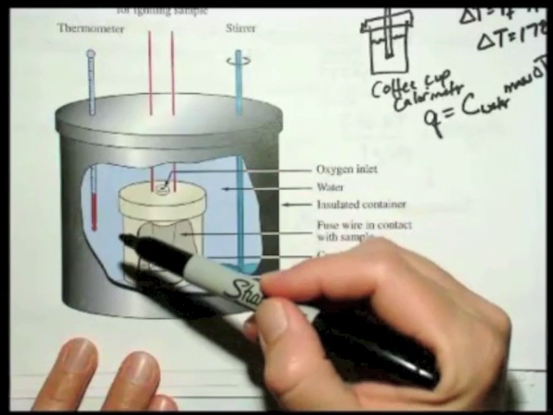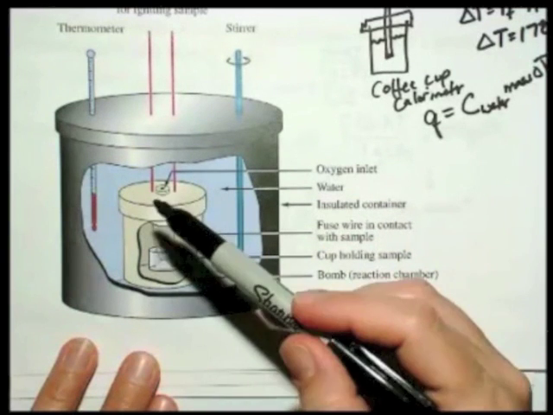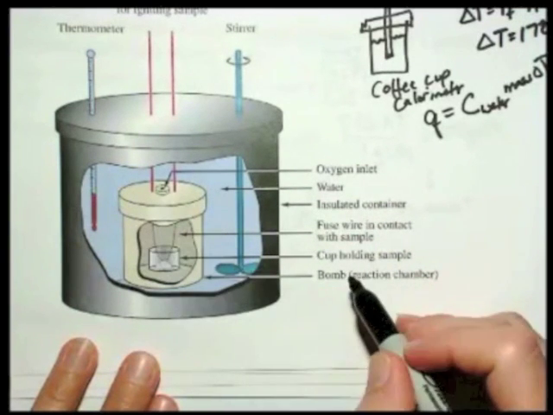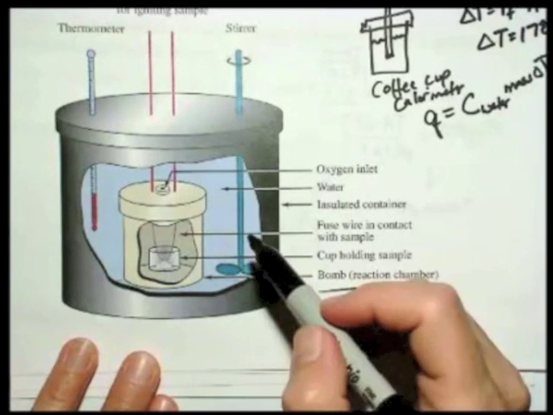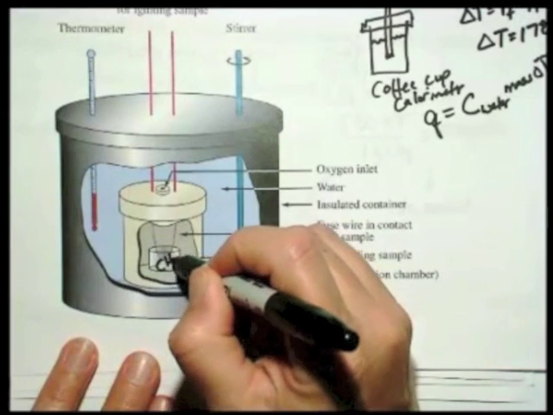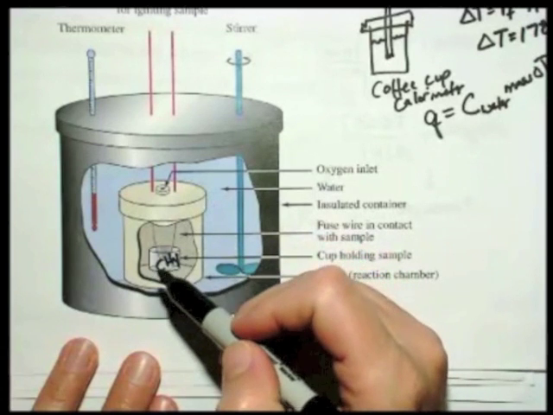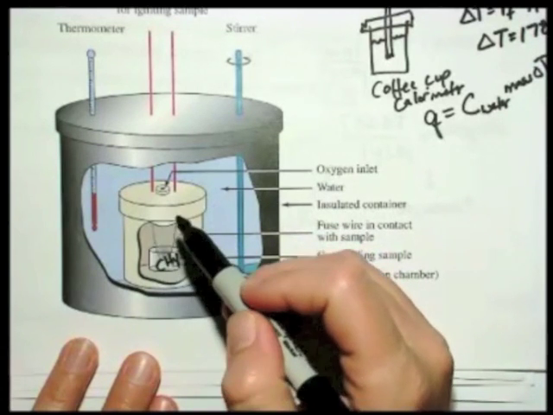And you've got a place for a thermometer that's immersed in the water, and then you have this little reaction device, which is sometimes called the bomb. The reaction chamber is called the bomb. And so let's just pretend like this is methane. Stick some methane in there, and then you put a little fuse wire in contact with the methane.